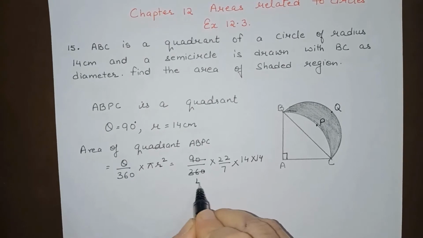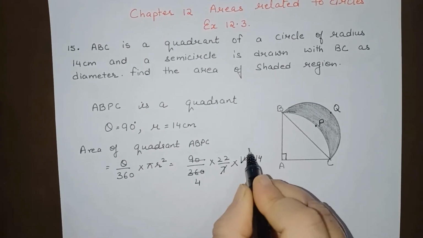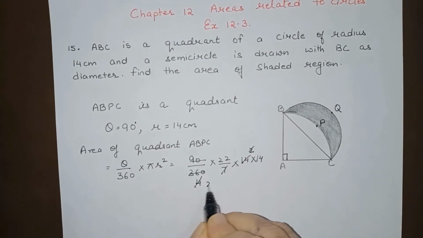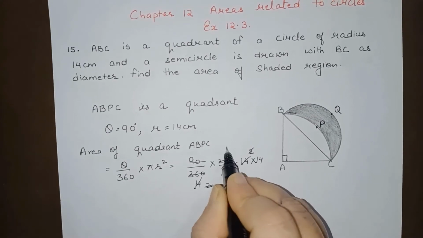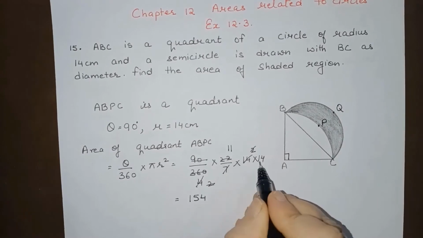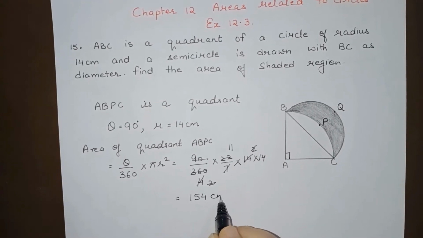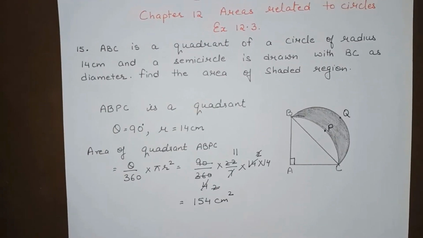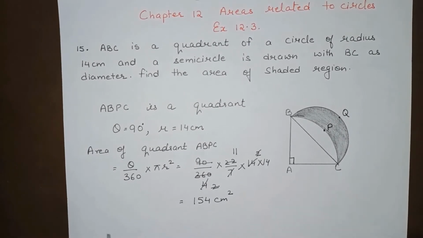So here it is 4, this by 2, again by 2, and this is 11. So this area is 154. 11 14s are 154 centimeter square. Now we will find the area of triangle.